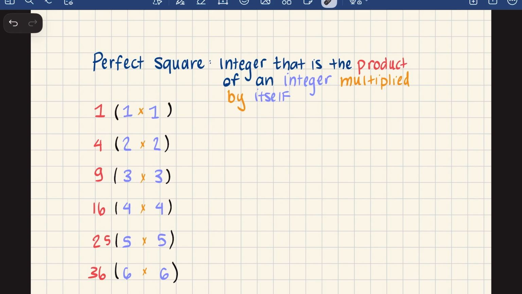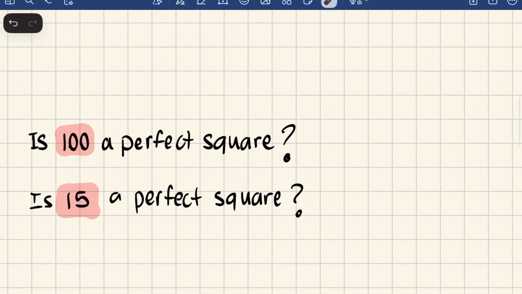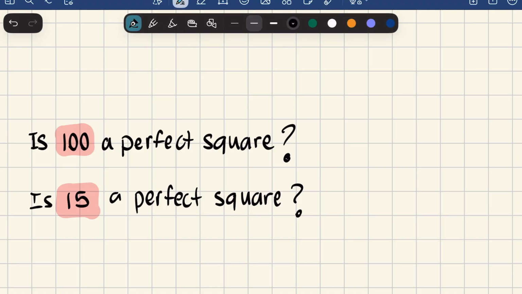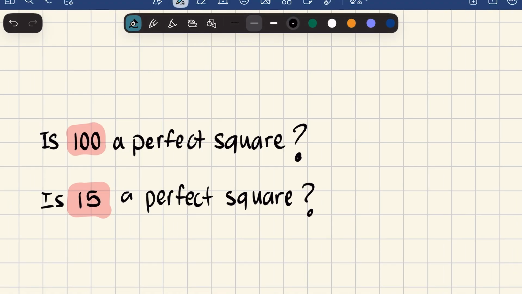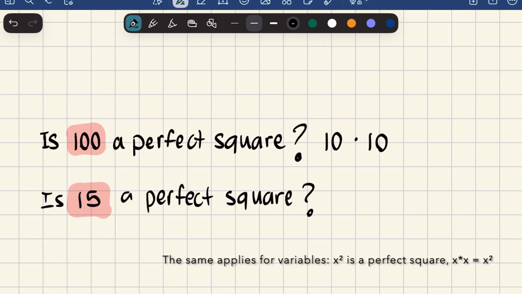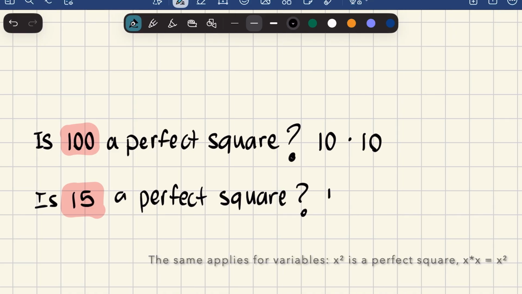Now, to make sure you properly understand, let's look at two examples. First one, is 100 a perfect square? The answer to this is yes, because 100 is the product of the integer 10 multiplied by itself. Is 15 a perfect square? No, because no integer can be multiplied by itself to give 15.